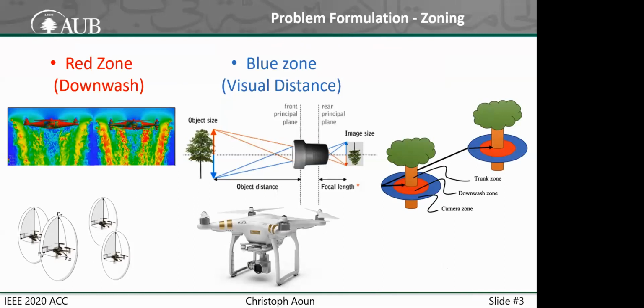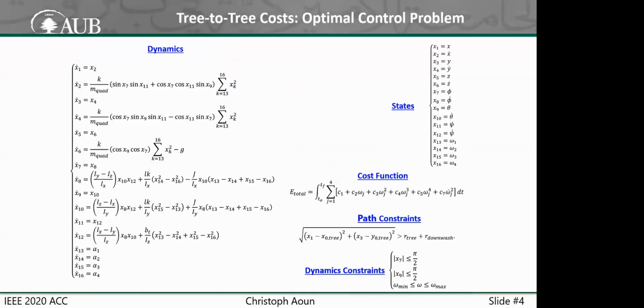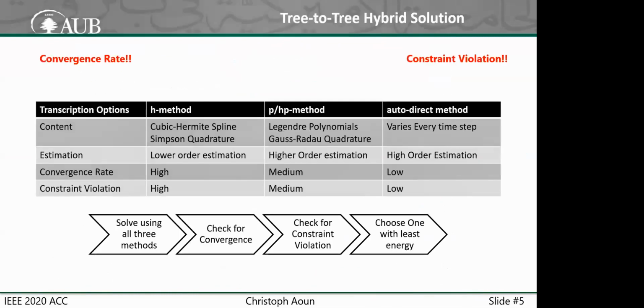However, it needs to maintain an aerodynamic distance described as the red zone, while at the same time maintaining a close distance, which is portrayed in the blue zone. In order for the quadrotor to travel between one tree and another, an optimal control theory is used with a generalized energy consumption cost function while respecting path and dynamic constraints.